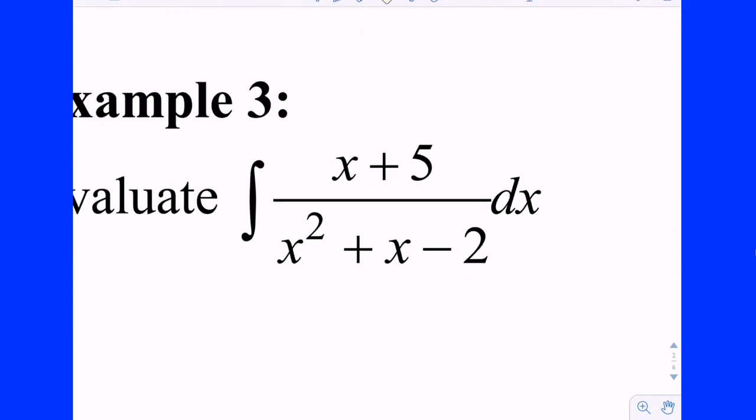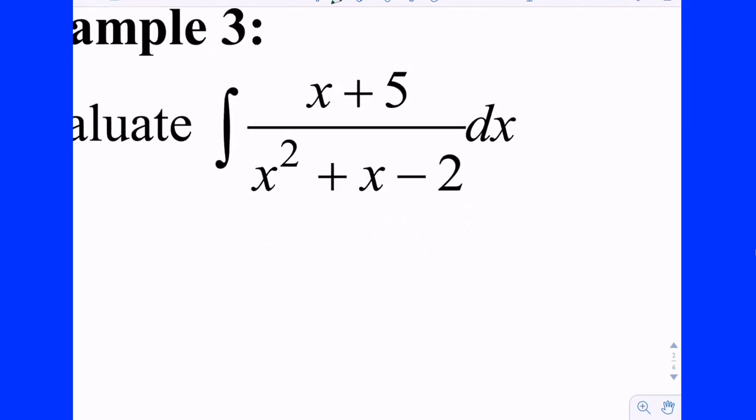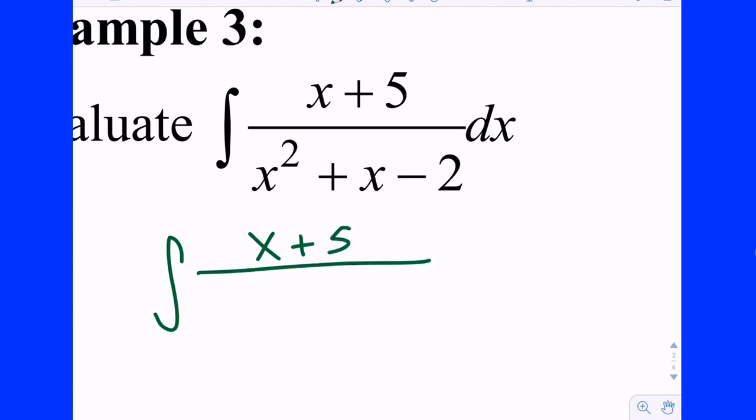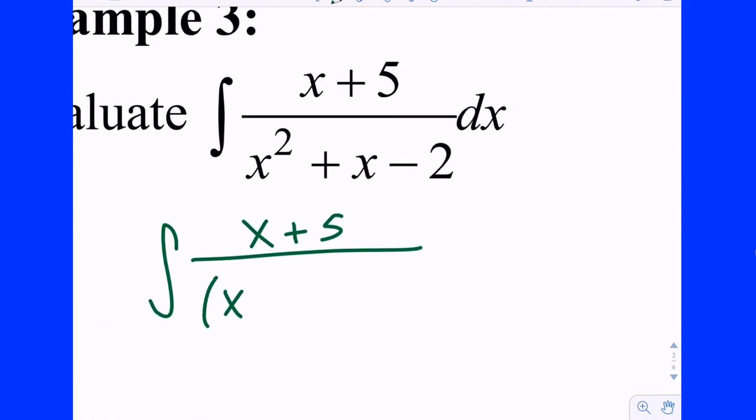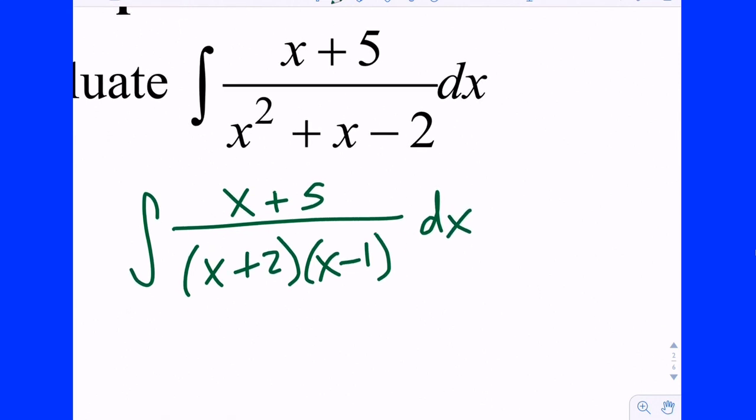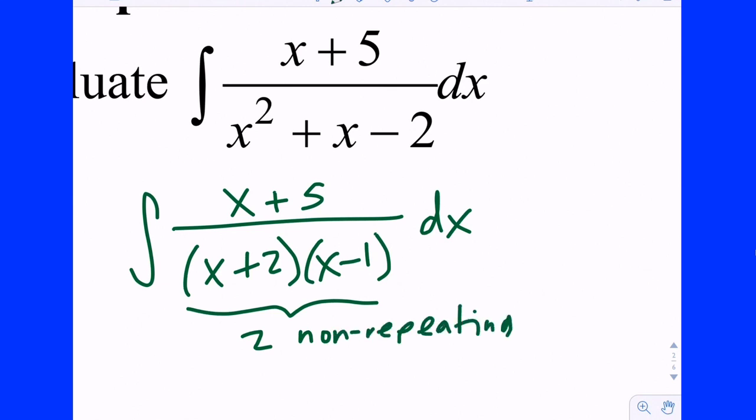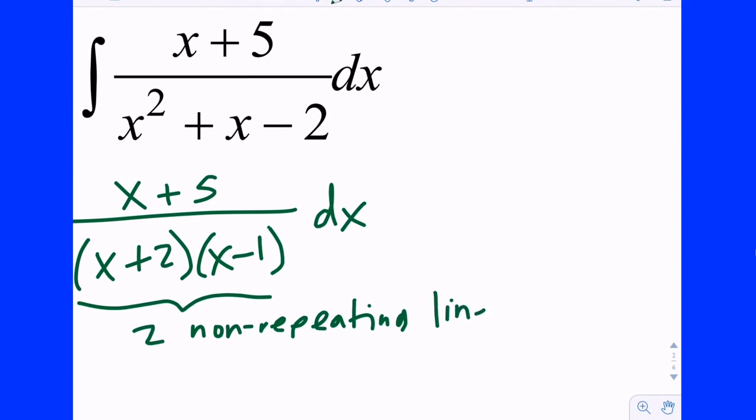So here's how you're going to do partial fraction decomposition by the Oliver Heaviside cover-up method. Step one, if it's not already done, factor the denominator. Factor the denominator. All right, so that's going to be x plus 2, x minus 1. Now notice it factors into the product of two non-repeating linear factors.